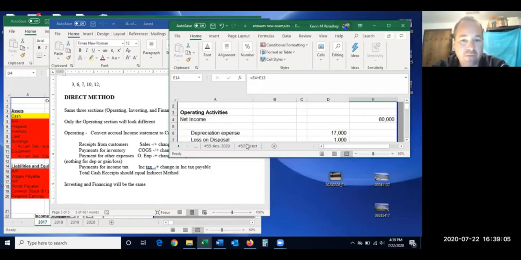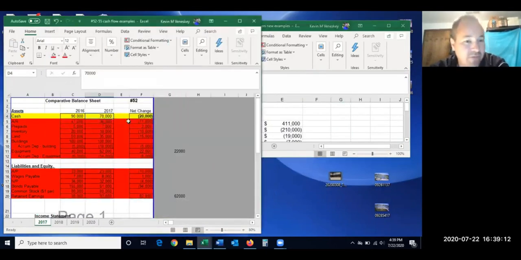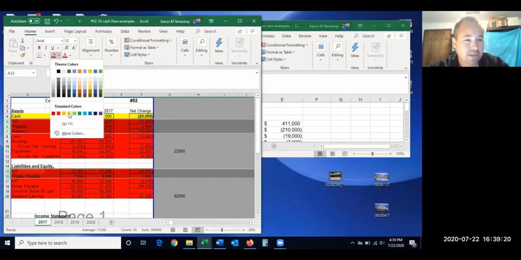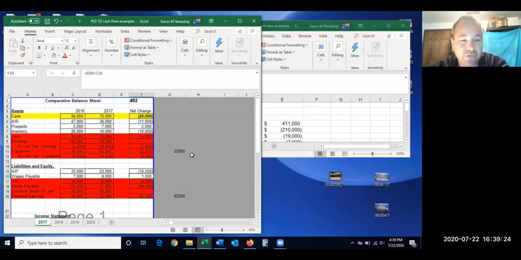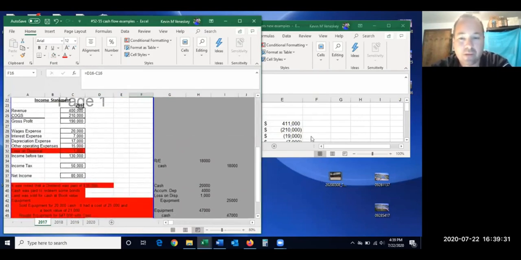Okay, so let's try the direct method using the exact same items we were using, except we're going to be using some of this up here. So I'm going to undo the items we're going to look at, and then we'll cross them back out as we go through. So let's put no fill. These are part of the operating. These are the ones we're going to be going back and revisiting.